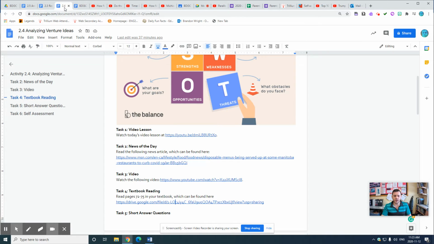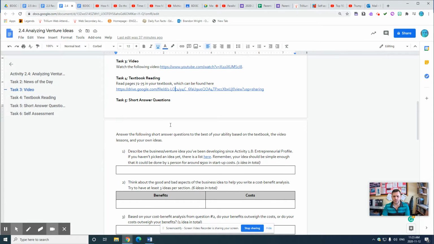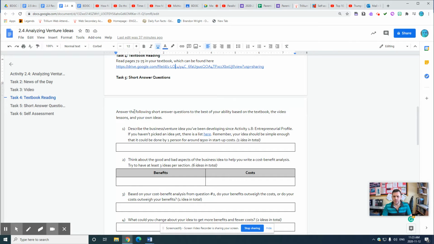So that's today's reading. So let's get into what today's assignment is. So the short answer questions. Number 1 is just describe the business idea that you're thinking of pursuing or that you stated as your preferred business idea since activity 1.8, your entrepreneurial profile.